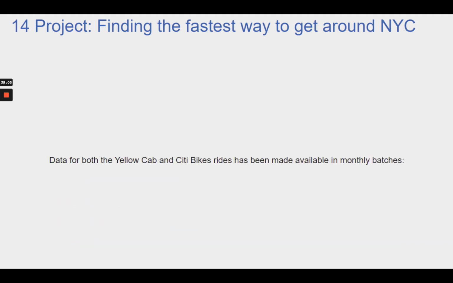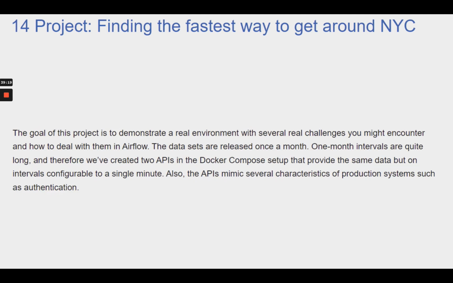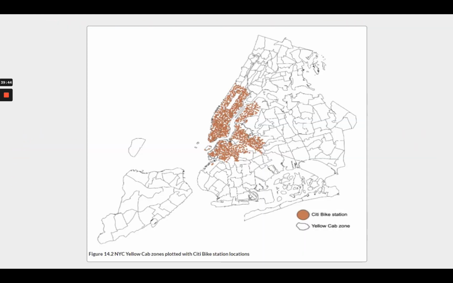Data for both the Yellow Cab and Citi Bikes rides has been made available in monthly batches. NYC Yellow Taxi, see this link. NYC Citi Bike, see this link. The goal of this project is to demonstrate a real environment with several real challenges you might encounter and how to deal with them in Airflow. The datasets are released once a month. One-month intervals are quite long, and therefore we've created two APIs in the Docker Compose setup that provide the same data but on intervals configurable to a single minute. Also, the APIs mimic several characteristics of production systems such as authentication.